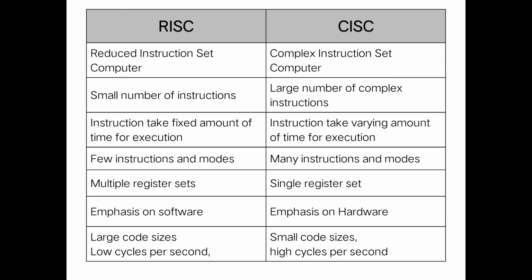In RISC architecture, multiple register sets are available. In CISC architecture, a single register set is available. RISC architecture is based on software, and CISC architecture is based on hardware. RISC architecture has large code size and low cycles per instruction, but CISC architecture has small code size and requires high cycles per instruction. This is the difference between RISC and CISC architecture.